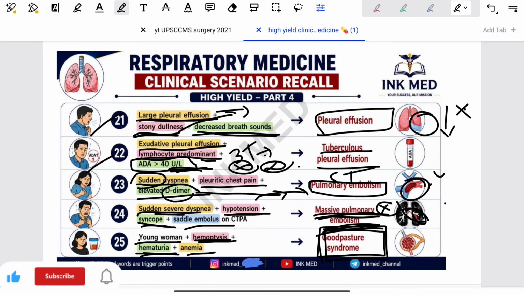How to remember? Think of lung plus kidney disease. Blood from the lungs, blood from the kidney. The trick is Goodpasture attacks the lungs and the kidneys. Example: anti-GBM antibodies are characteristic.